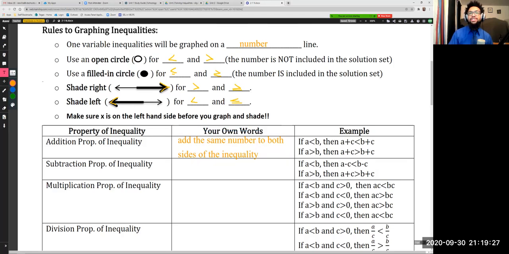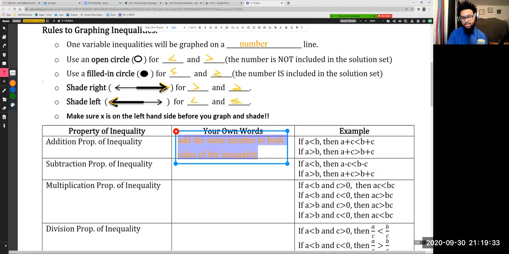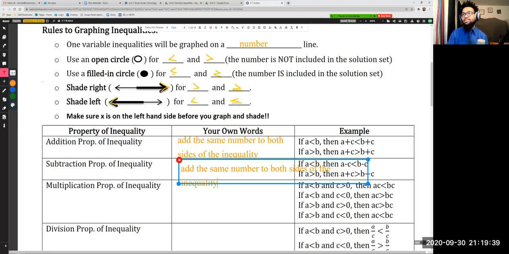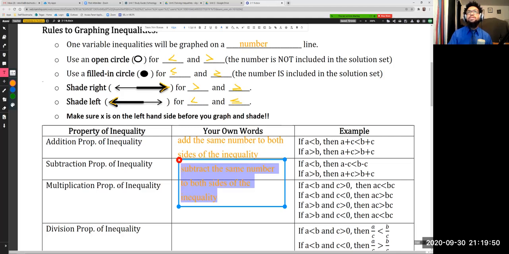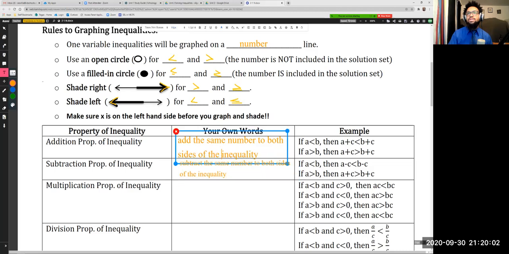For our subtraction property of inequality, it's going to, for the most part, be the same thing. So I'm going to copy and paste this. And instead of adding, since we're subtracting, we are going to subtract the same number from both sides. And let me make this font a little bit smaller so it fits in the lines. Let's put it at 14. That's good. And I'll do the same with this so it fits in the lines. All right, great.